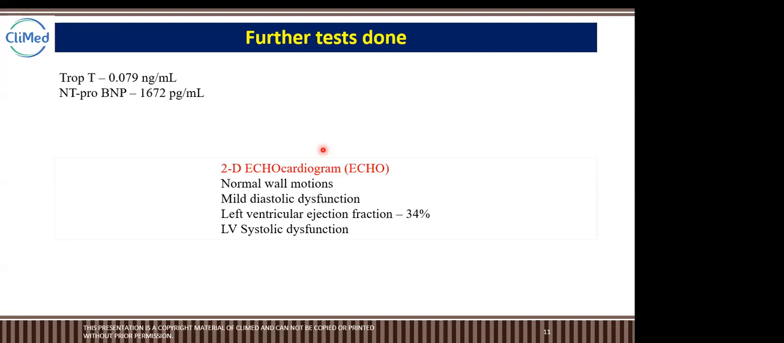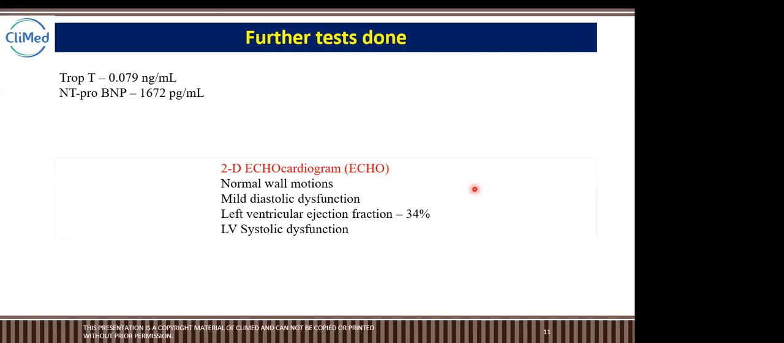Now let's talk about the N-terminal pro-brain natriuretic peptide, NT-proBNP. How much should it be? It should be less than 300. Considering all other comorbidities, it should be less than 300. Otherwise, it should be less than 150 in normal healthy people. In this patient we can consider less than 300, but it is far higher, 1672. So it confirms that our patient has heart failure.